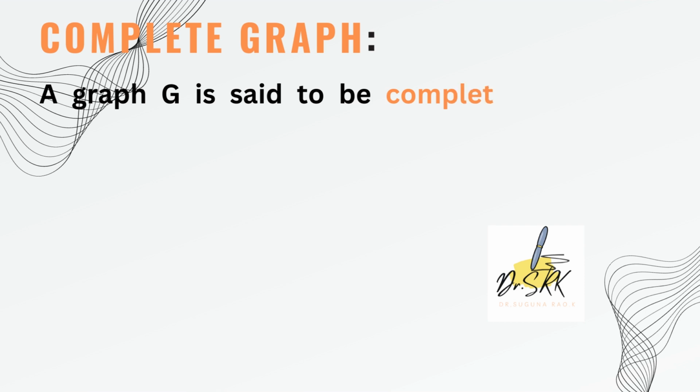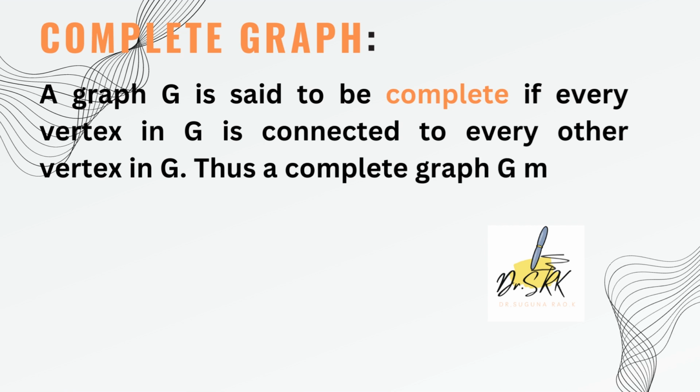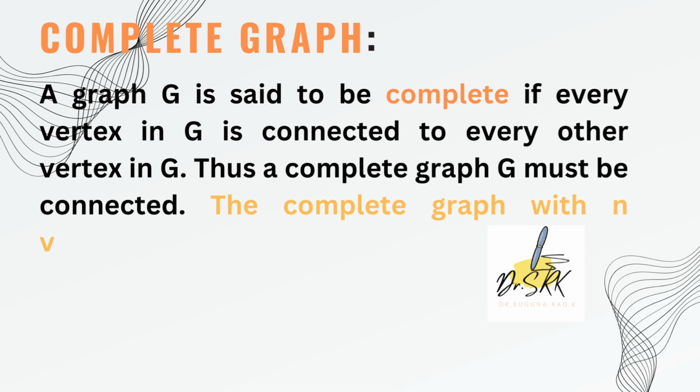Next, what about complete graph? When is the graph said to be complete? A graph G is said to be complete if every vertex in G is connected to every other vertex in G. Thus, a complete graph G must be connected. The complete graph with n vertices is denoted by Kn. Here n represents the number of vertices.